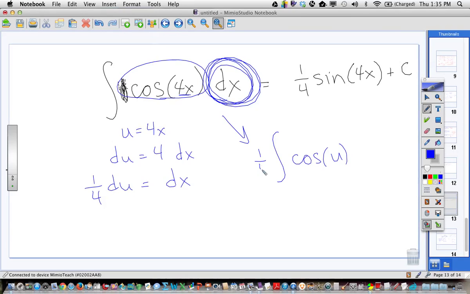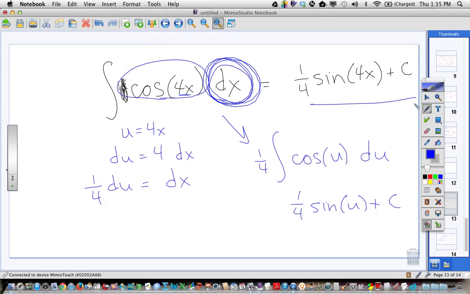Now, I'll be honest, I would usually put the 1/4 out here, and I would put the du over there. Doesn't matter. If I got a, b, c, I can rearrange that order when I'm multiplying, because that's basically what this is. So it doesn't really matter. So now what do you got? Well, what's an antiderivative of cosine? Sine with a 1/4 and a plus c. And then I take the u out and put 4x back in its place, and look what you got.